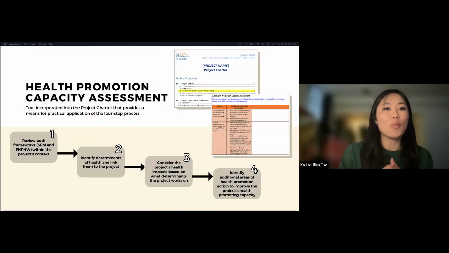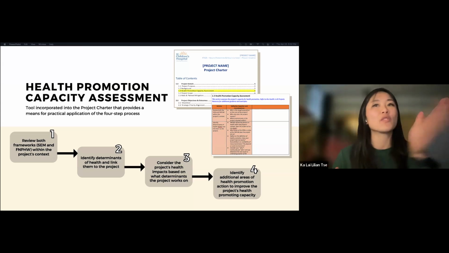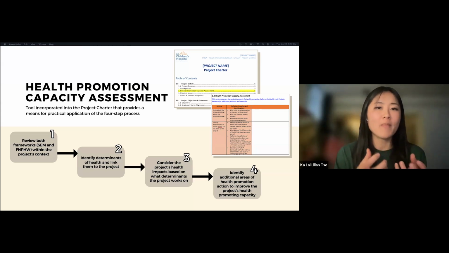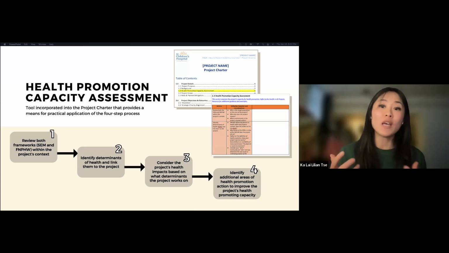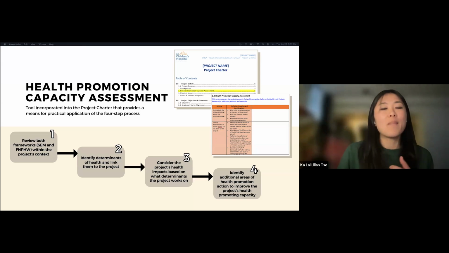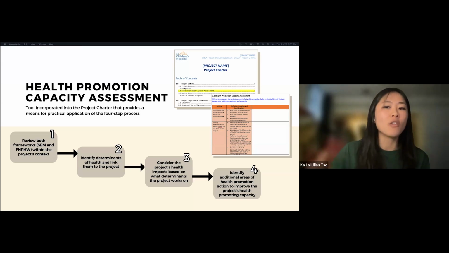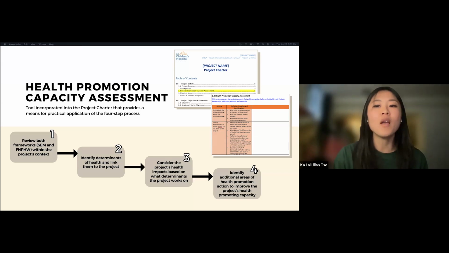And then my second output is a tool, and this tool is called the Health Promotion Capacity Assessment Tool. This tool allows for the operationalization of these 4 steps. And so you'll see the 4 steps on the slide here. The way we operationalize these 4 steps is by incorporating them into the project charter. So the project charter is essentially a project planning document that project managers use that outlines all the aspects of a project. And the thinking is that by incorporating this tool into the project charter, project managers are then prompted to think about health promotion from the project's inception and then build in health promotion into all the subsequent parts of the project as well.